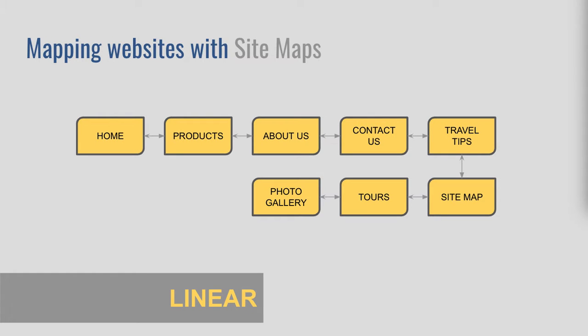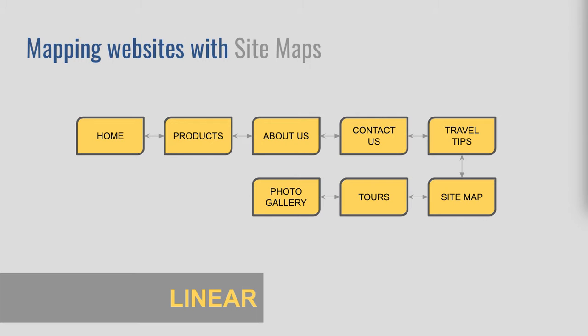The next possible layout or possible type of sitemap would be a linear. In linear, you can either go forwards or backwards through the linear process, through the line, but you can't jump outside of that. So if I'm on the home page in the example you can see on the screen, I can go forward to products, or I can go from products back to home.